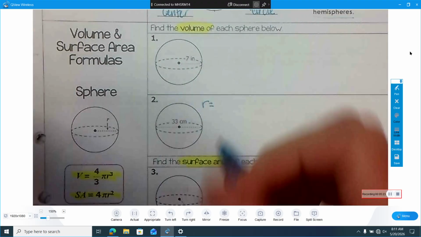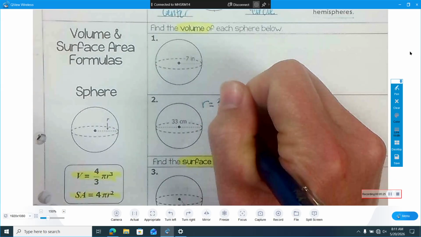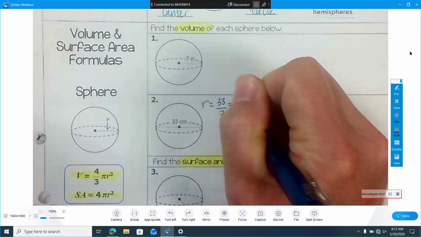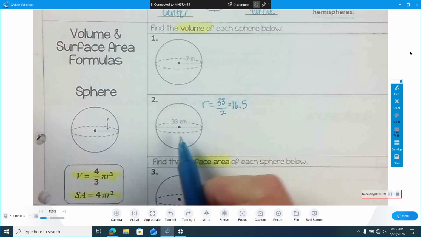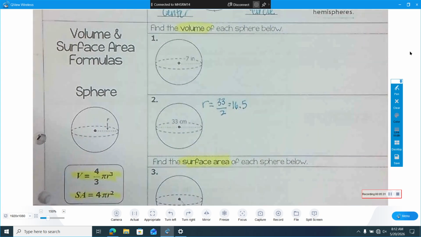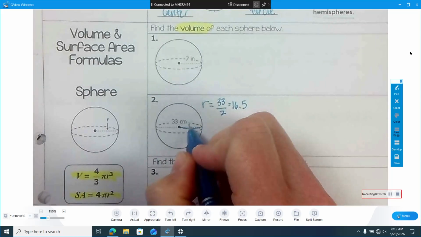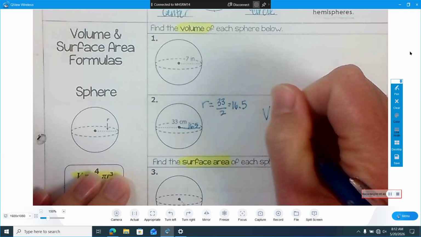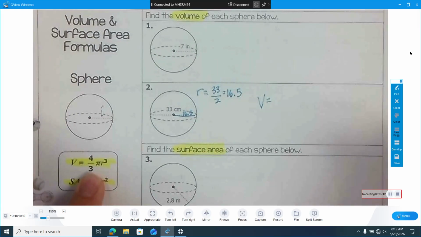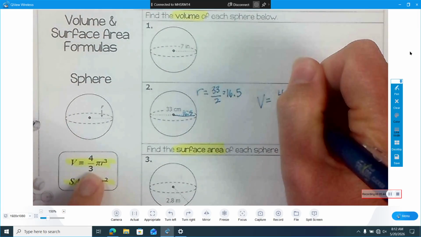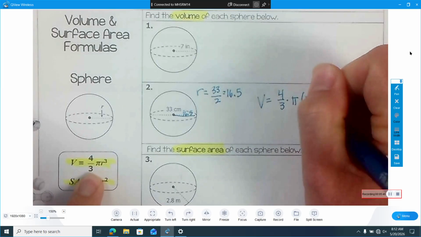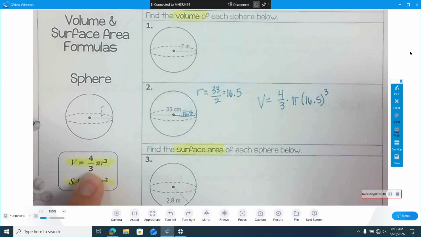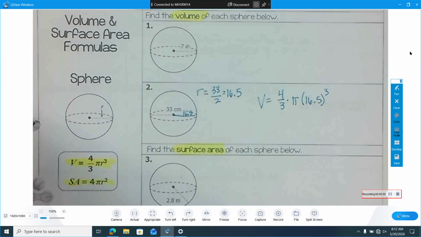16.5. Okay, there. 33 divided by 2 is 16.5 for the radius. 33 is the diameter, goes all the way across. 16.5 is the radius that goes from the center out. So if we want the volume, we get to use our volume formula. So we have 4/3 times pi times our radius cubed for volume. Pay attention to the cube.